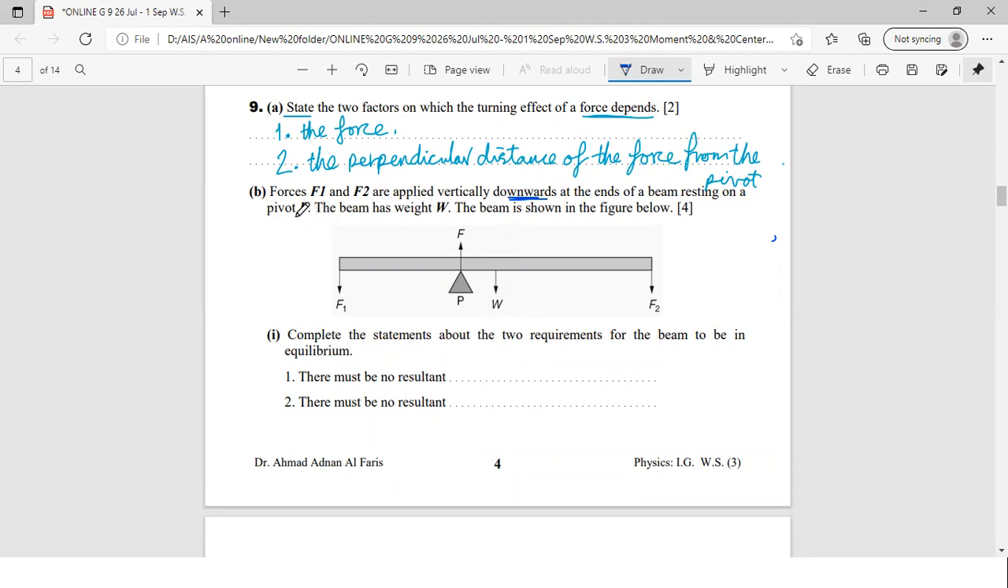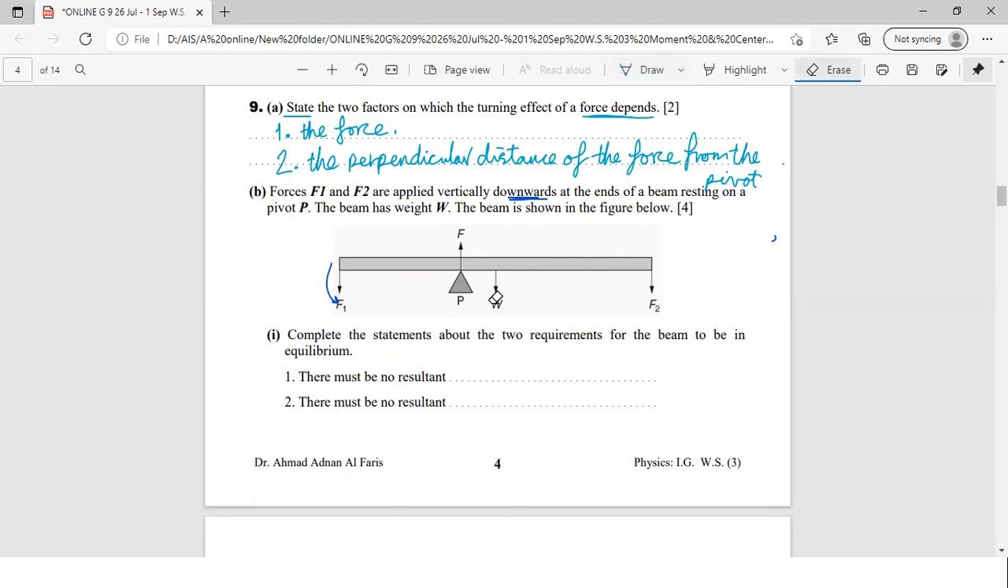Okay, so the pivot here acts. Okay, and we have force F1 and F2, and we have the weight of the beam, which is in the middle exactly, since it's uniform. They didn't tell us, but they show us. It's W downwards. So we have 2 moments in this direction, and we have 1 moment in this direction. So that means this force F1 will be great to balance these 2, right?